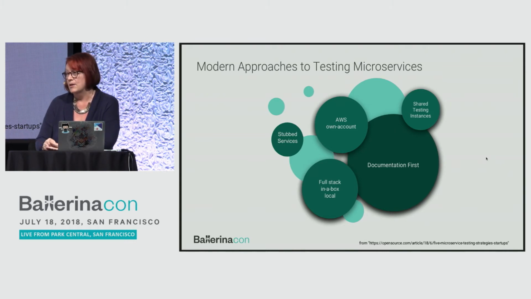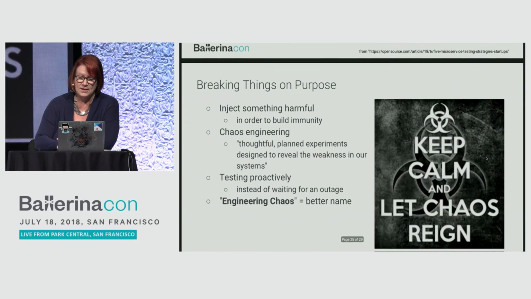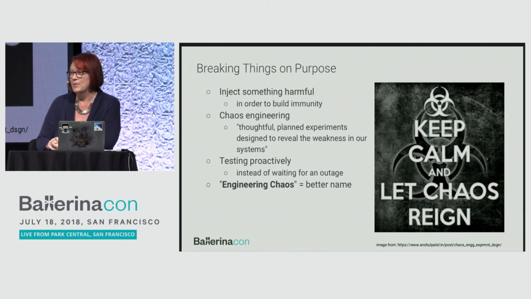I have Docker installed with Kubernetes, so I can set up Kubernetes clusters locally. You can test your documentation. You can have shared testing instances and stub services. In addition to that, of course, I would be remiss if I didn't talk about the very trendy chaos. We want to inject chaos into our systems for some strange reason. The reason is it's practical.